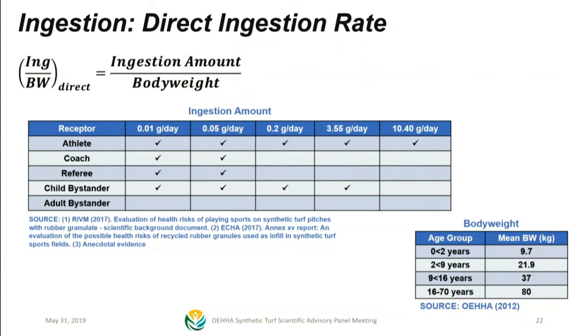Yeah, so these are the values that came from the two studies, the RIVM and the ECHA. They were both published recently, in 2017. These are the values that they've used in their assessments. The child bystander, they're typically used for athletes, the coaches, referees. I don't know if that's supposed to be, that may be for the adult bystanders, it may be an incorrect place, because the lower ones are more for the adults than the children.